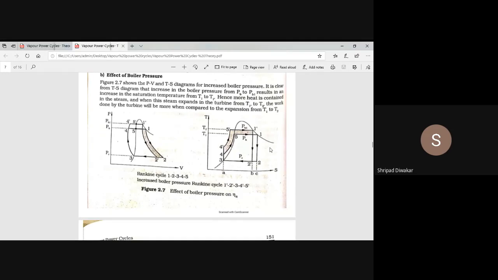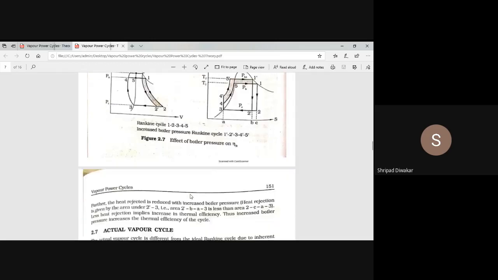Explanation is very simple. You have to compare the two lines, only two lines: 1 dash 5 dash and 1 5. The area under curve 1 dash 5 dash is more as compared to the area under 1 5. Hence more amount of heat is transferred to the cycle. When more heat transfer takes place, obviously you'll get more cycle efficiency. Hence these are the two important things: by reducing the condenser pressure and by increasing the boiler pressure, we can improve the efficiency of the Rankine cycle.